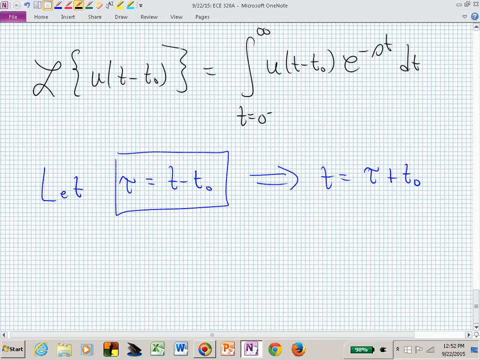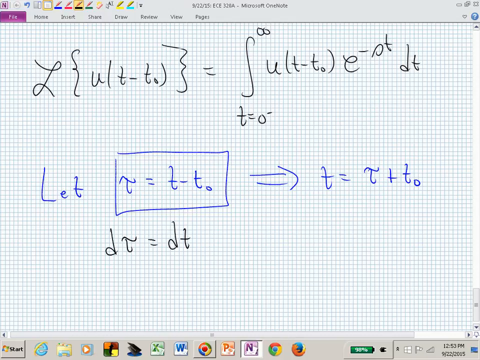If that's the case, what is d tau? If t naught is constant, and now we look at the differential of tau relative to t and t naught. What's the differential of t? What's the differential of a constant? So there we're done. Wherever we had a dt in our integral, we'll replace it with d tau.